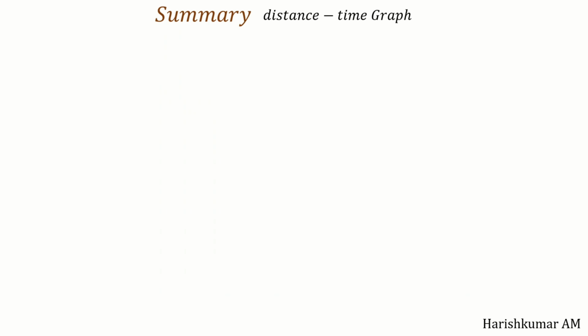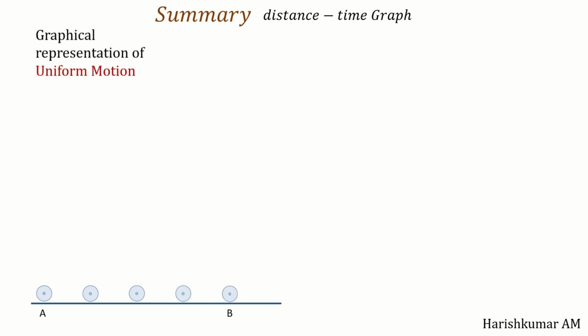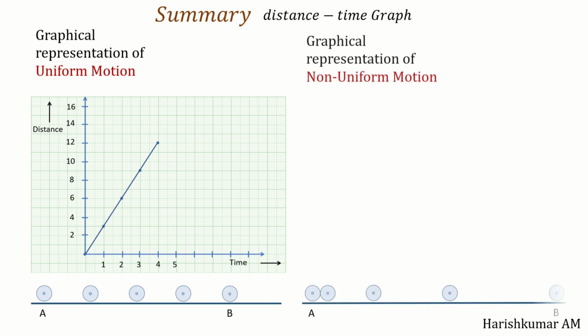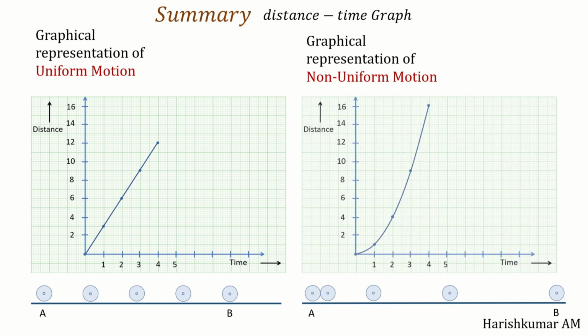Let us move into the summary part of the distance time graph. The graphical representation of uniform motion will always be a straight line, or we can call it a linear graph. And the graphical representation of non-uniform motion will always be a non-linear graph. If the object is under uniform acceleration, then the graph of that object in the distance time graph will always be a parabolic curve.